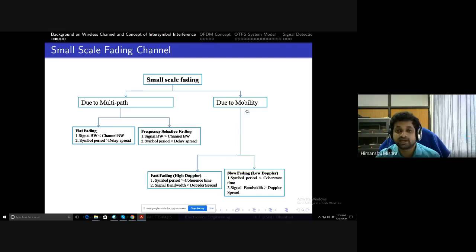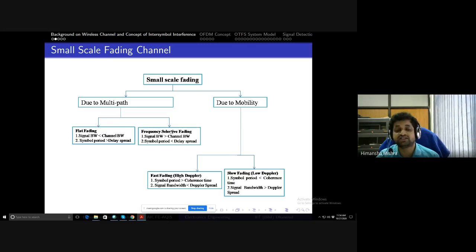These are the basic things of wireless channel small-scale fading: one is due to multipath, one is due to mobility. Due to multipath, we have two different types of fading: flat fading and frequency selective fading. Flat fading occurs if the signal bandwidth is less than the channel bandwidth. You can see this concept in any standard wireless communication book, and I'll just give you some points from that. If the symbol period is greater than the delay spread, you will get flat fading. If the symbol period is less than the delay spread, you will get frequency selective fading.